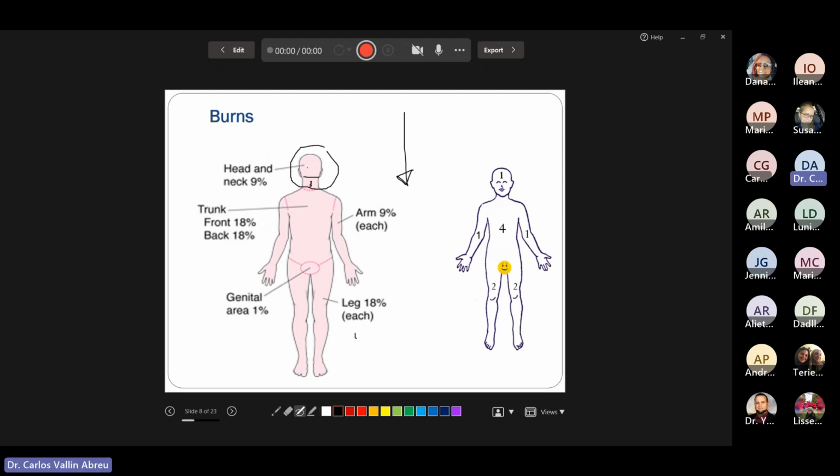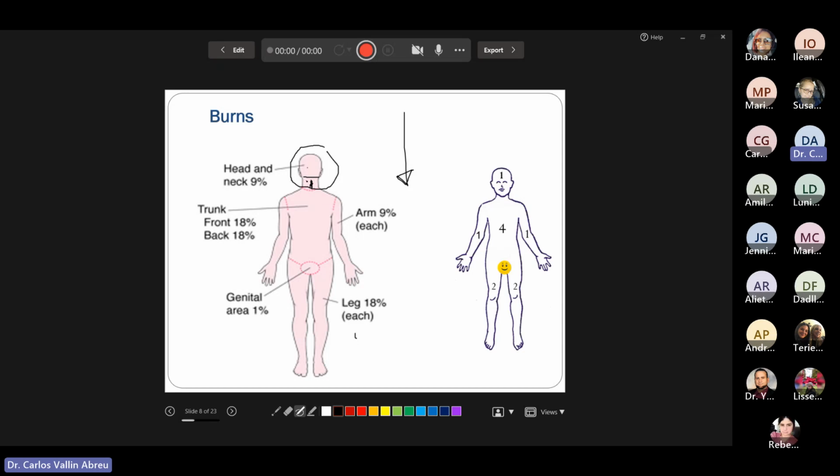Okay, the neck is 1% on each side, so in total 2%, no? 1% in the front, 1% in the back, 2% for the neck, and then the remaining 7% is for the rest of the head. Okay, 7 plus 2 is 9. Yes, it's the same 9. But then you discriminate 7 for the head without the neck and 2 for the neck.